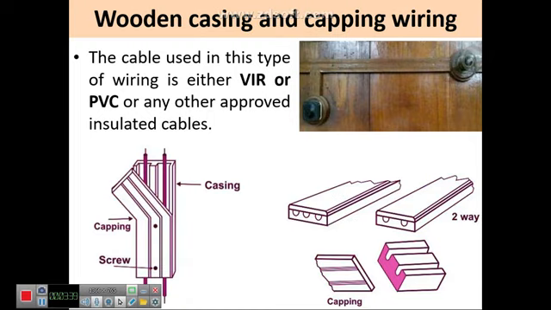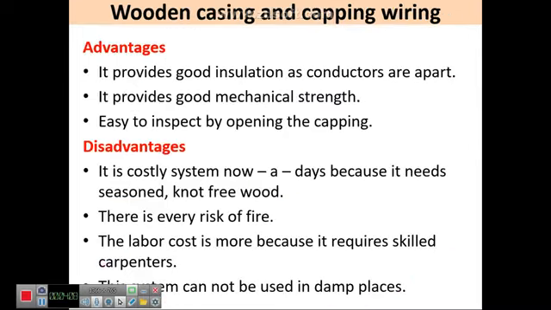Coming to the second one, wooden casing and capping arrangements. Casing and capping, that means it's a provision that holds the wire securely, firmly on the wall or somewhere in the building arrangement. You have seen this picture. This picture shows two-way, three-way capping. That means that it houses three wires or two wires in the path. So the wires may be of VIR or PVC type of insulated cables.